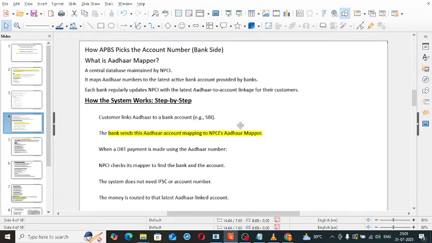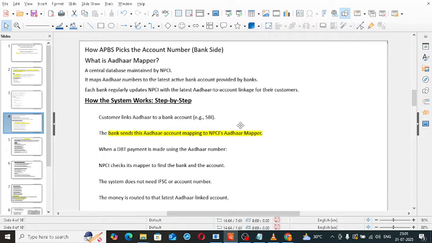Next, how does the Aadhaar Payment Bridge System pick the account number on the bank side? You need to understand that. I will tell you about the Aadhaar mapper. That is a major component. The NPCI network maintains the Aadhaar mapper. In the Aadhaar mapper, they maintain the Aadhaar number as well as the beneficiary account number. It is a central database maintained by NPCI.